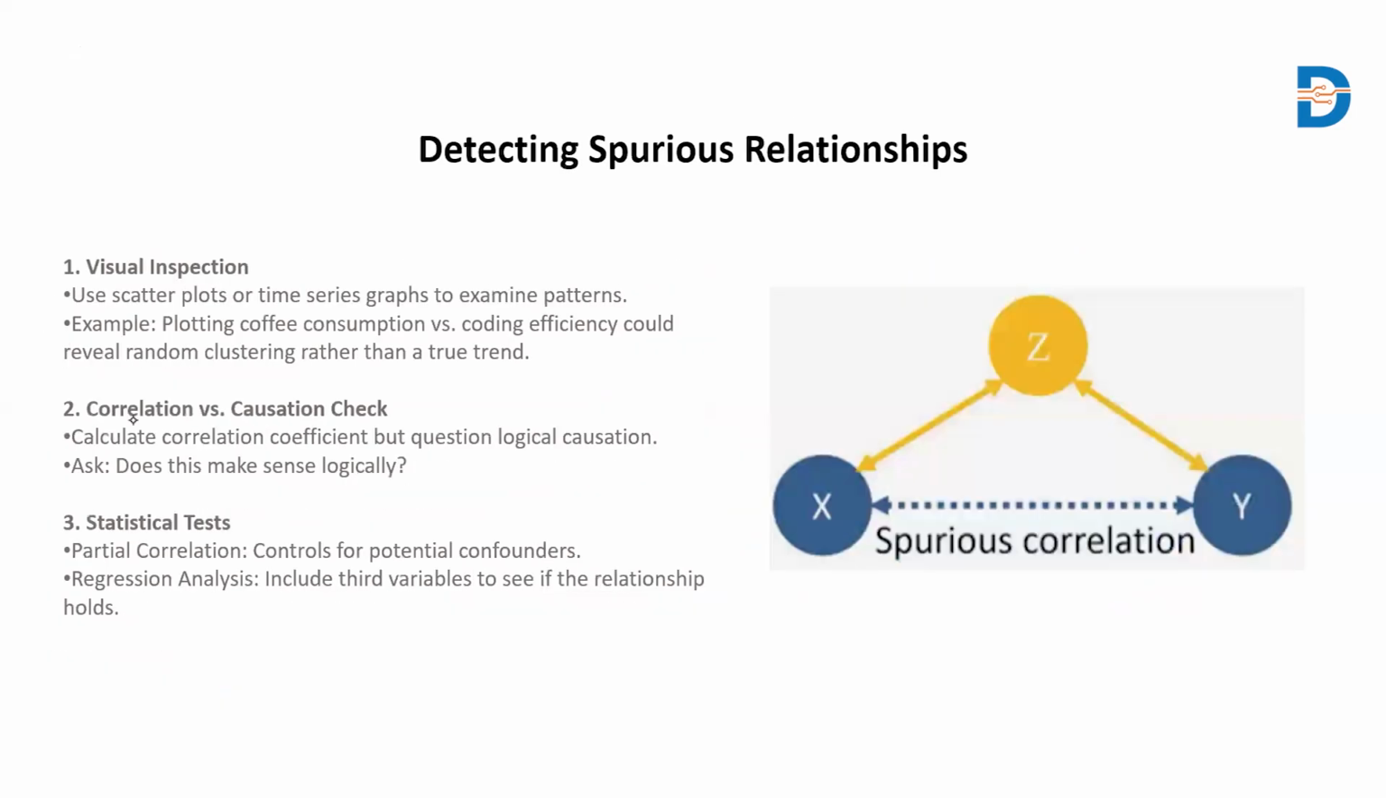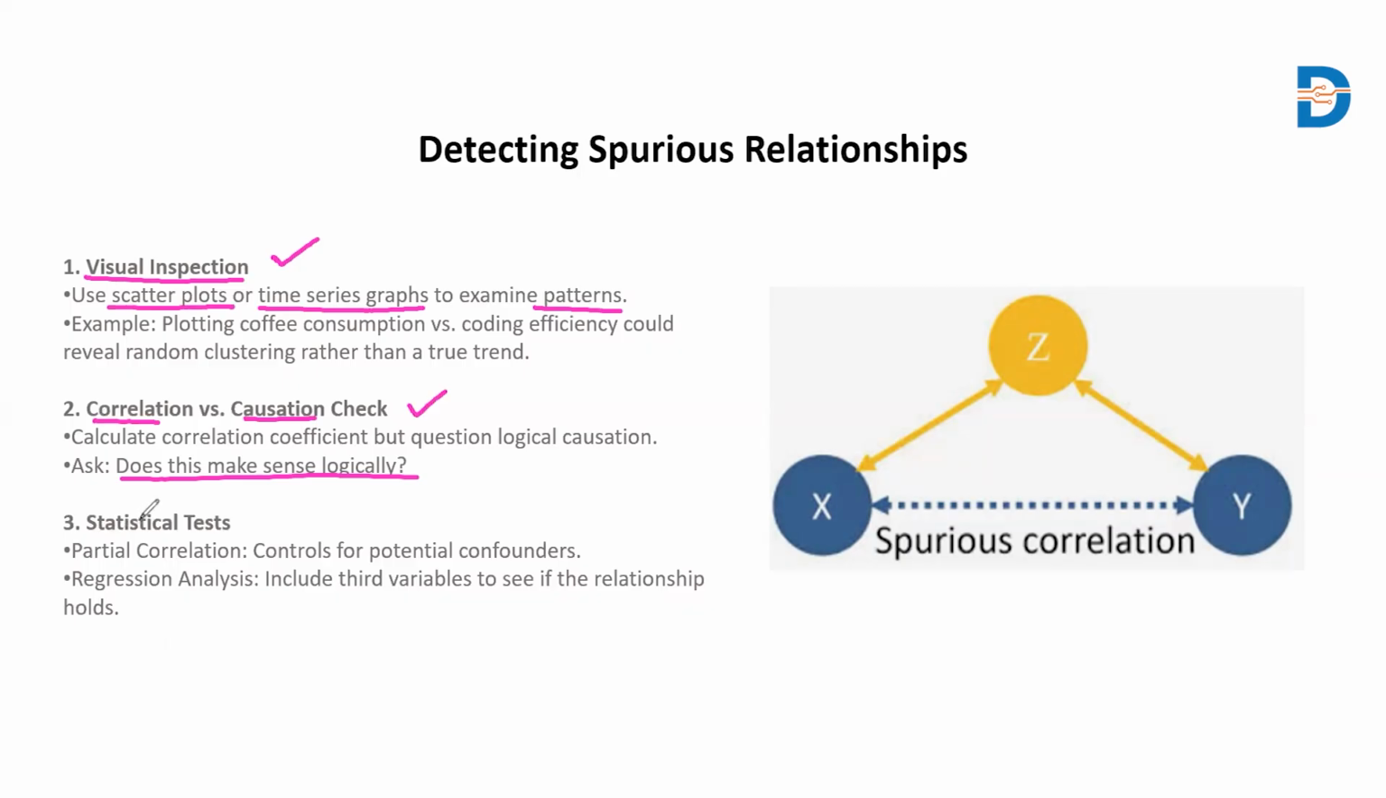Next we are going to see detecting spurious relationships. The first thing we can do is use visual inspection. We can use a scatter plot or time series graph to examine the patterns, whether they are highly correlated in a negative or positive way. That is one method, visual inspection. Second, when you are checking a correlation, first you have to ask: does this kind of relationship make any sense logically? So a correlation versus causation check should be done. This is the second way.